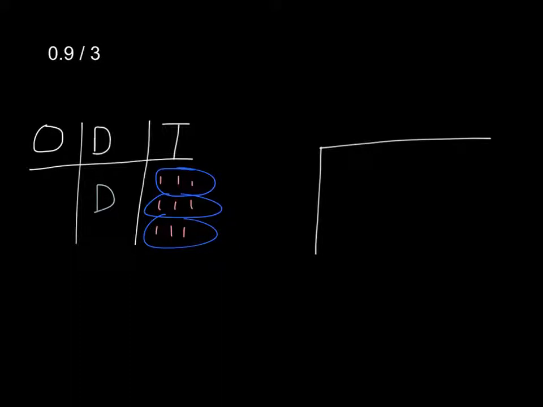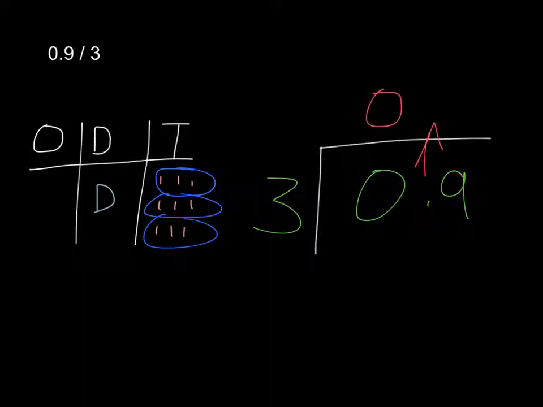You can also do the standard algorithm where we have 9/10 underneath and divided by 3. 3 goes into 0 ones 0 times. Don't forget to bring up your decimal. And 3 goes into 9/10 3 times, so we still have 3/10.